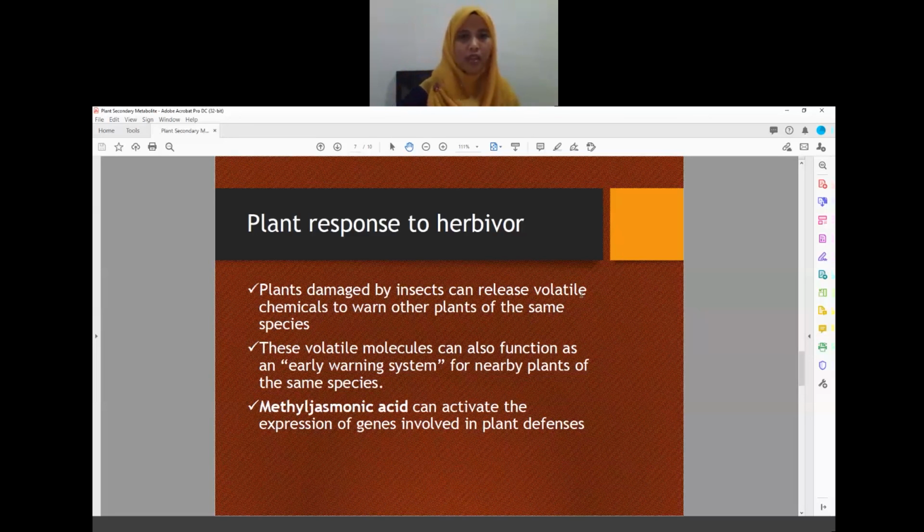Okay. So this volatile chemical can also function as an early warning system for nearby plants of the same species. Also, methyl jasmonic acid can activate the expression of genes involved in plant defense. My friend did work on this jasmonic acid. Jasmonic acid is not a big compound. It is not a primary metabolite.